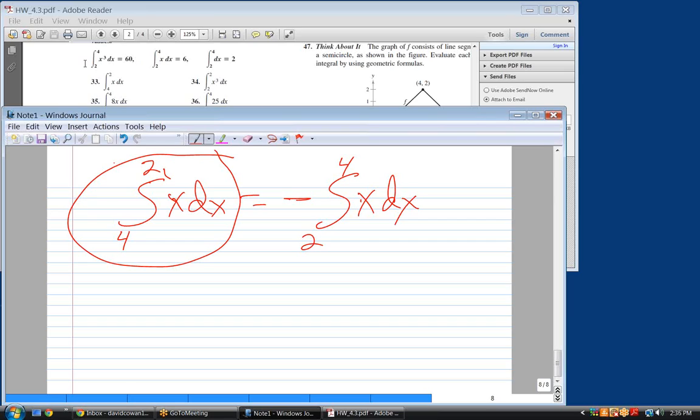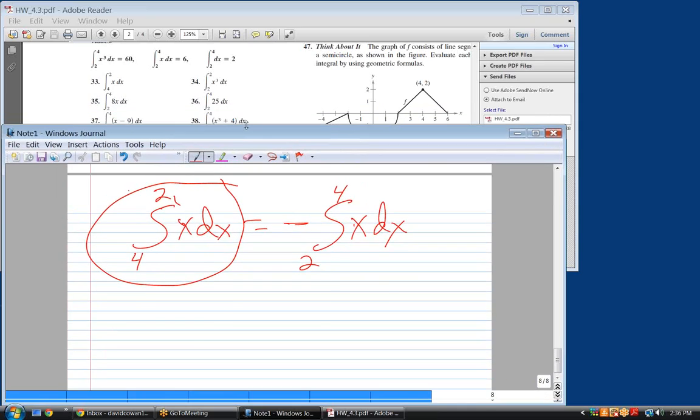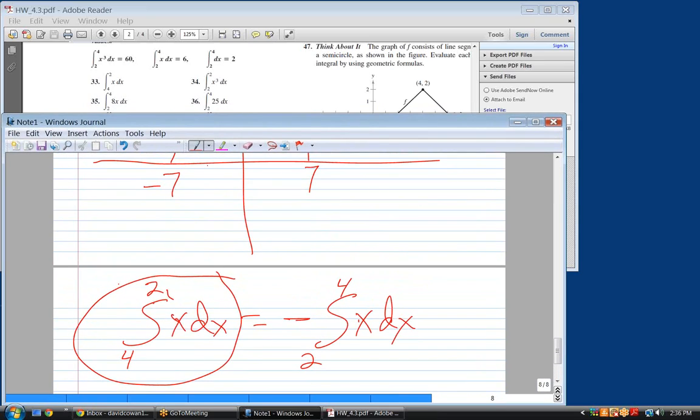Yeah. What is 34? 34 is the integral of x cubed, and using their little chart they've given us, that becomes from 2 to 2. From 2 to 2. So 0.